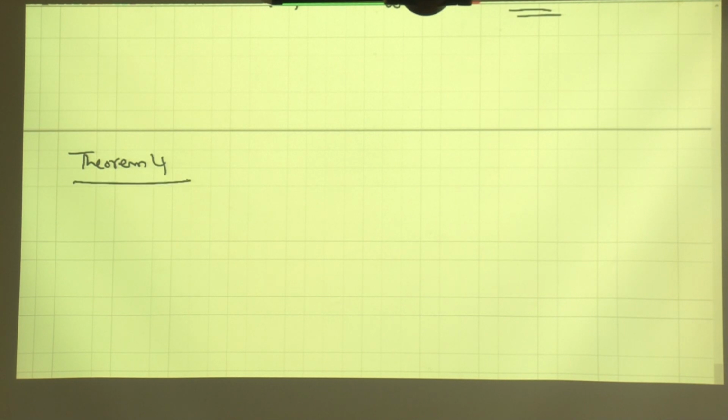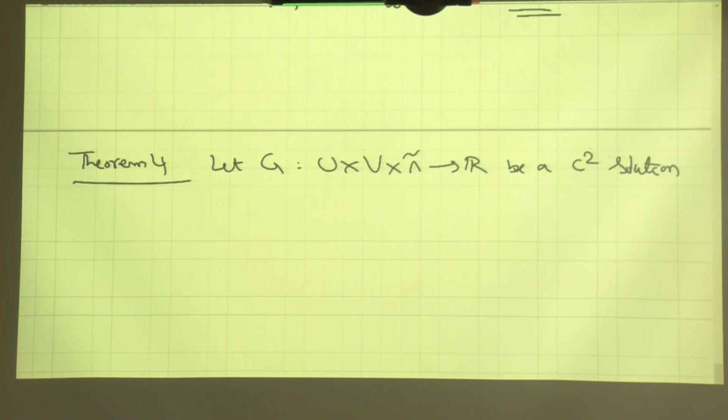Theorem 4. This is, I think, the final theorem. Now let G, this is where he is asking, G, U, we already knew what it is, right? That function G, a C2 solution, don't look at the moment, the C2 solution of the linear PDE. Okay? I have a feeling this is a quasi-linear PDE.